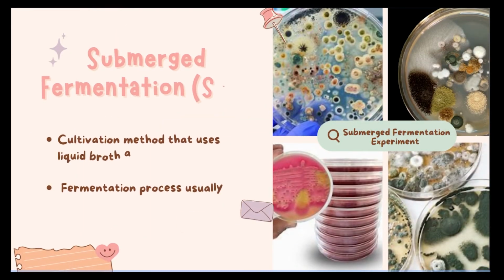Submerged fermentation is a type of cultivation process that occurs in a liquid broth medium. The broth provides the nutrients for the microbes to develop. Submerged fermentation is the most often used technique to produce the enzyme. The method usually occurs in a petri dish medium.